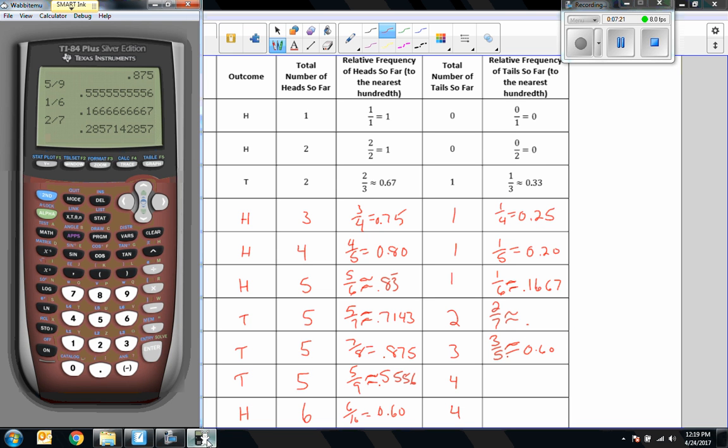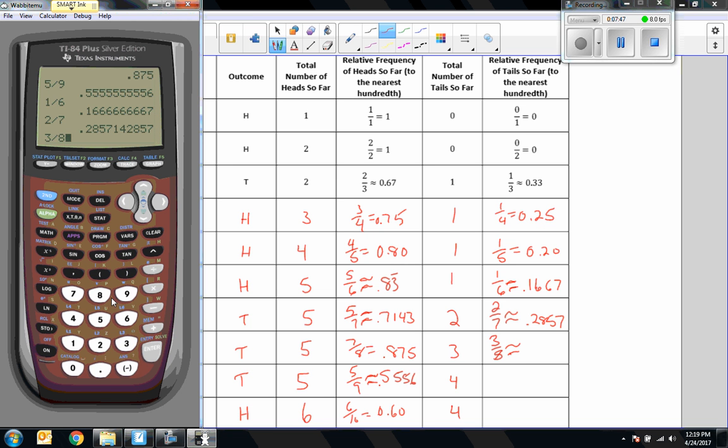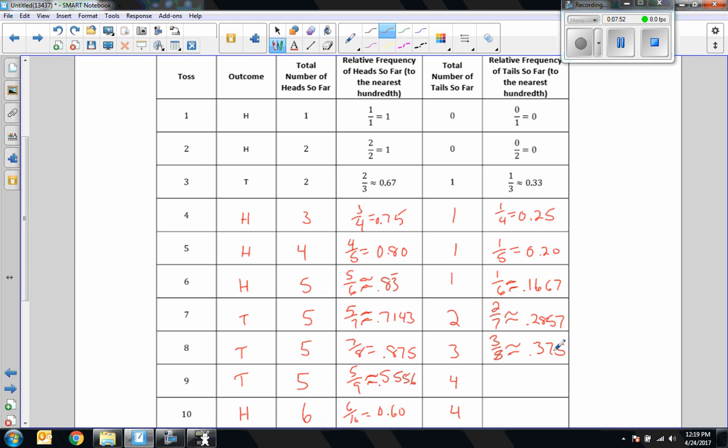Where'd my 2 sevens go? 0.2857. 4 out of 9. Oh, using the wrong denominator here. 2 out of 7, this should be 3 out of 8. So it's not 0.6. Let me fix that. 3/8. I looked over here instead of here. 3 out of 8. That's exact. 3 divided by 8 is 0.375. So that's equals, not approximately.